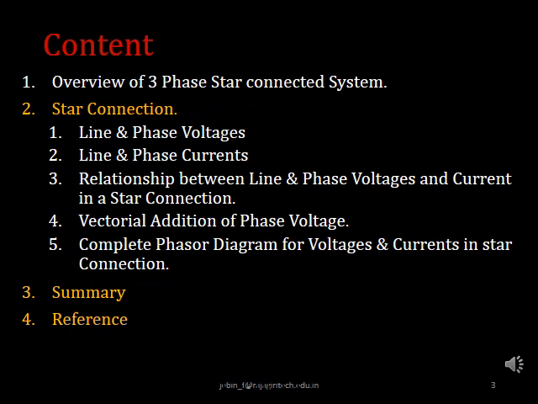The main content of the lecture will include an overview of a three-phase star-connected system. We shall discuss what are line and phase voltages, line and phase currents of a star-connected system, after which we shall try to derive the relationship between line and phase voltages and currents in a star-connected system. We'll see what is vectorial addition of phase voltages, and at the end we shall see the complete phasor diagram for voltage and currents in a star-connected system. We'll conclude the discussion with the summary and references for today's topic.